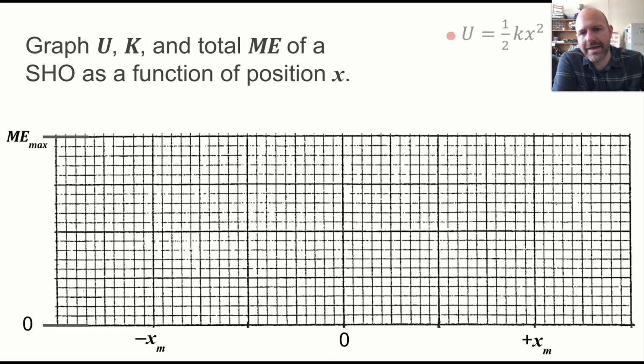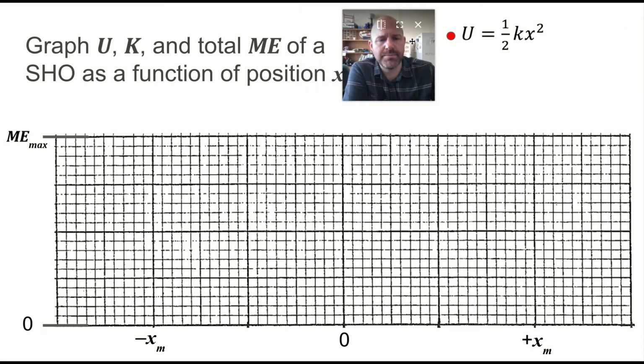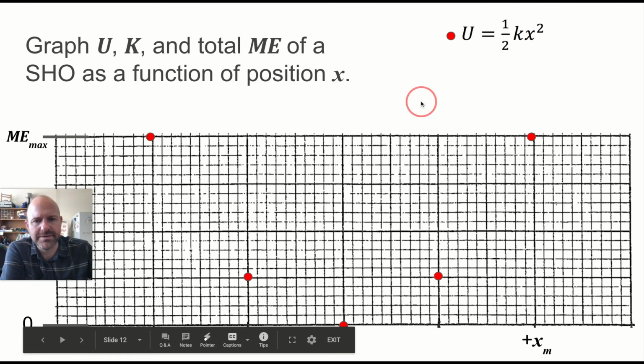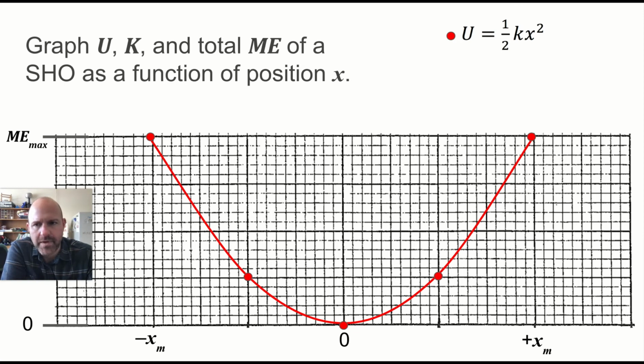So looking at this, we have potential energy is 1/2 kx squared. And so we can look at that. Mechanical energy max is going to happen at the max displacement or amplitude. And then we can fill in some values there, and you get sort of this parabolic, x squared relationship like that. We can then think about the total mechanical energy, which is just 1/2 k x max squared. And so that would be a horizontal line along the top.